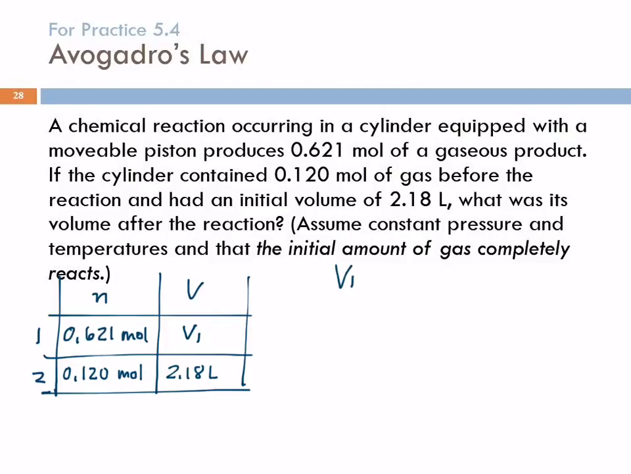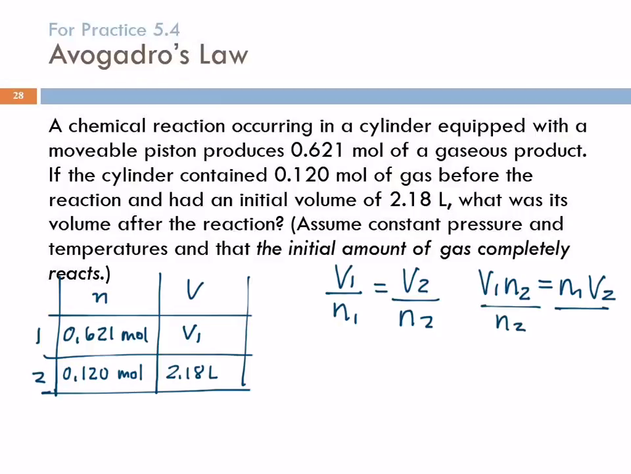So Avogadro's law, V1 over N1 equals V2 over N2. If you are fractionally challenged, then we should rearrange, we should cross multiply. So that's going to be V1 N2 is equal to N1 V2. And then I'm going to divide by N2 so I can get my equation. V1 is equal to N1 V2 over N2. Any questions?